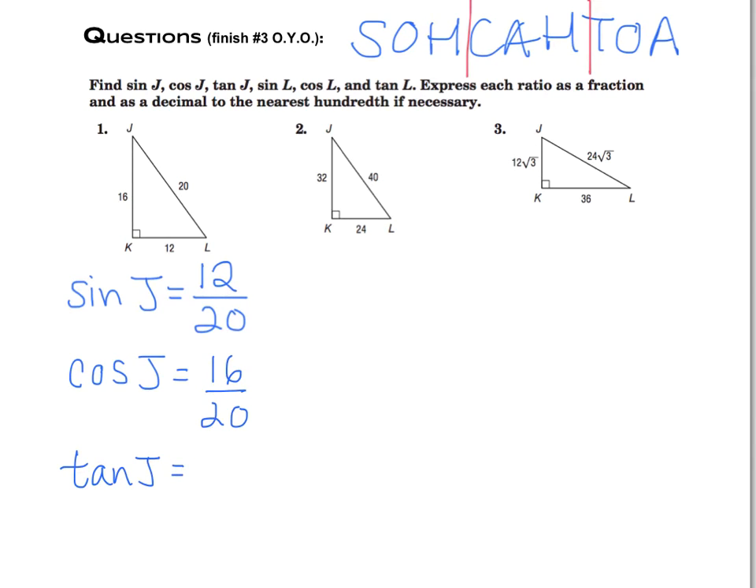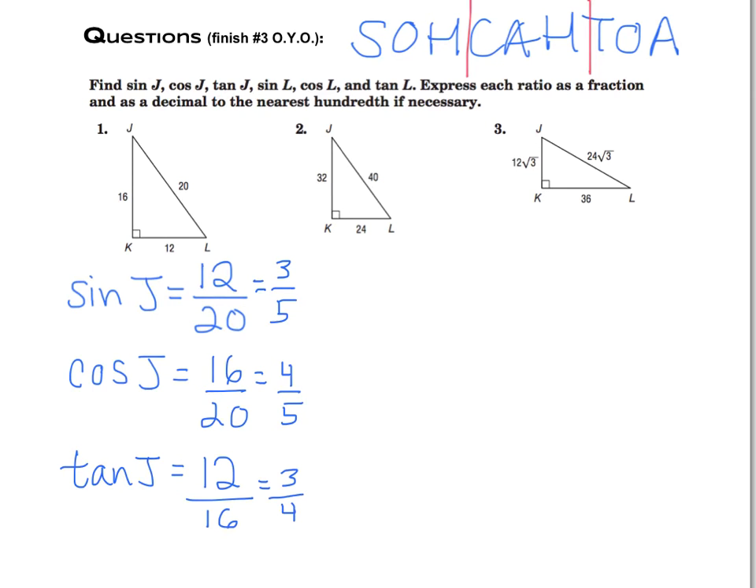tangent is opposite, which we already know is part of the sine ratio, so that's my 12, over adjacent, and we already know that from my cosine ratio, so that's 16. So then the only thing left for us to do, guys, is just to reduce these ratios. So 12 over 20 is going to become 3/5. Cosine, 16 over 20, is going to become 4/5. And 12 over 16 is going to become 3/4.